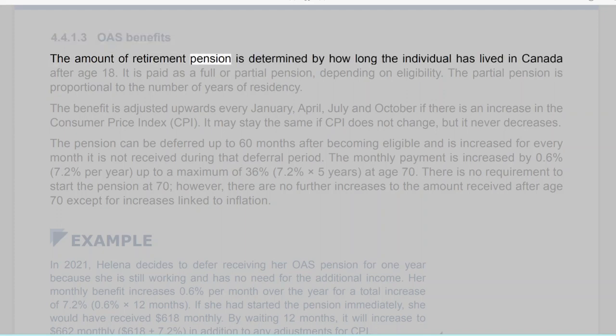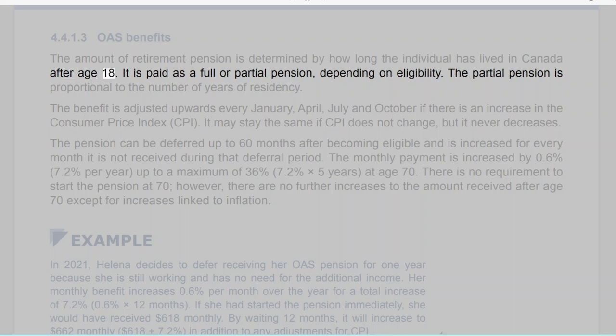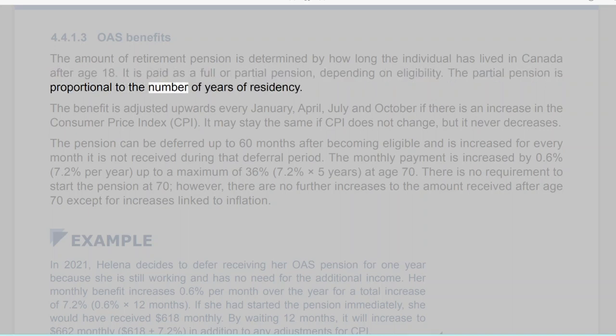The amount of retirement pension is determined by how long the individual has lived in Canada after age 18. It is paid as a full or partial pension, depending on eligibility. The partial pension is proportional to the number of years of residency.